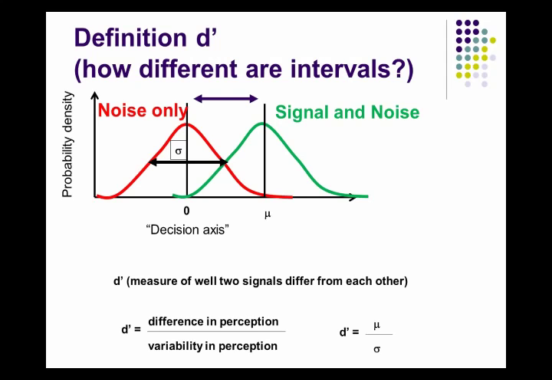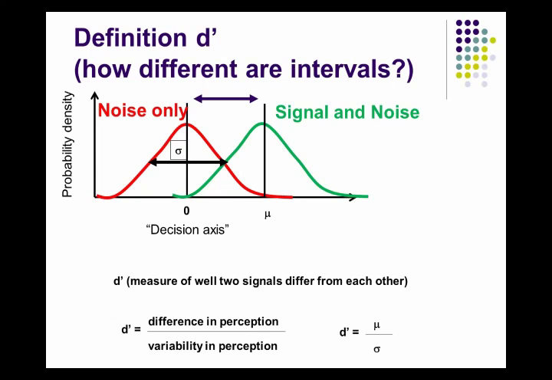That's the definition: this difference between the averages is the difference in perception between the two. But you've got a variability in perception in each of them, and we assume that they are both the same, which is a good assumption. And if we divide the two by each other, the difference in perception divided by the variability in perception, you get a measure for the difference.